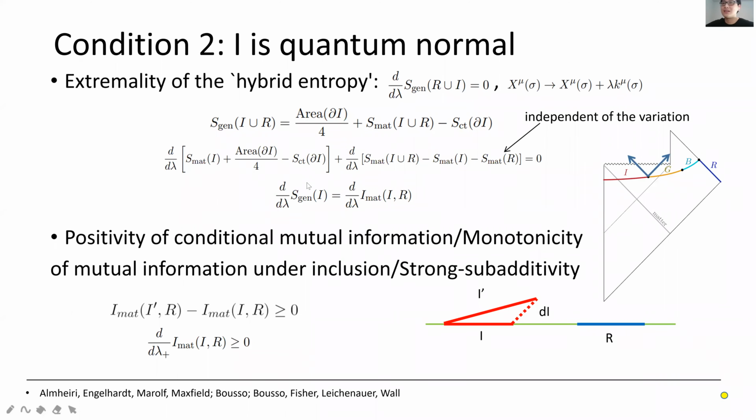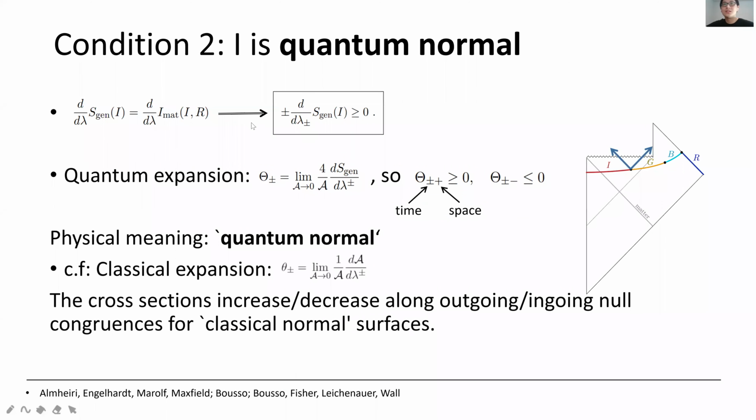And the left-hand side is purely related to region I, no R is involved. The right-hand side actually has a definite sign, because when I deform it a little bit, I can write it as the mutual information between I prime and R minus that between I and R, and when you subtract the two, it must be positive. There are multiple names for this: positivity of conditional mutual information, monotonicity of mutual information under inclusion, and finally it's just an application of strong subadditivity. It has a definite sign under null deformation in the positive direction; in the negative direction, it flips sign. Because these two are equal, the left-hand side should also have this sign constraint, which tells you that the derivative in the null direction, going in the outgoing direction, is positive.